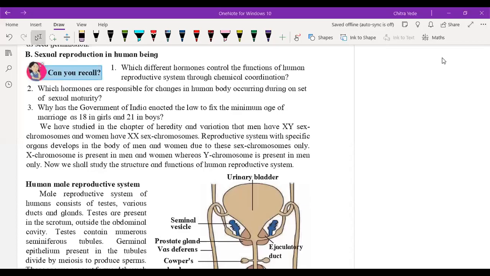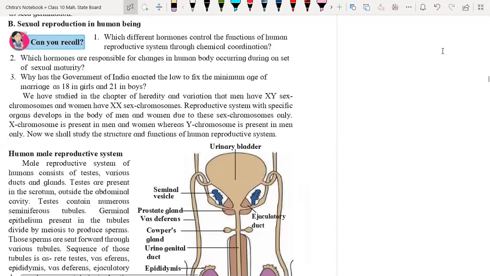Hello everyone. Today we are going to start sexual reproduction in human beings. Okay, so here we have some questions. Before that, we have to understand the concept. We have to understand these questions.